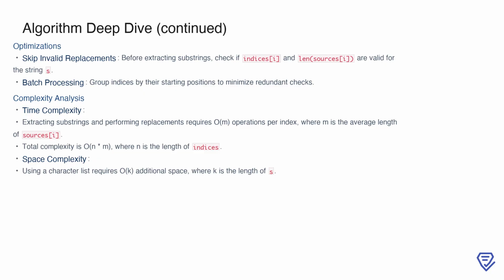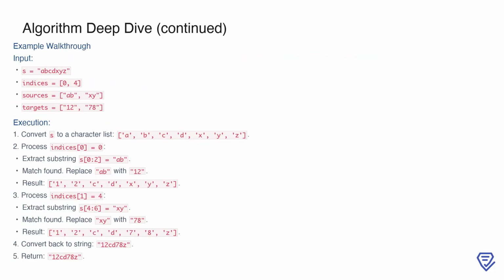These optimizations and complexity considerations ensure that the solution is both correct and efficient. Let's walk through an example to see the algorithm in action. Suppose we are given the string s equals abcdxyz, with indices equals [0, 4], sources equals [ab, xy], and targets equals [12, 78]. First, we convert the string s into a character list: a, b, c, d, x, y, z.